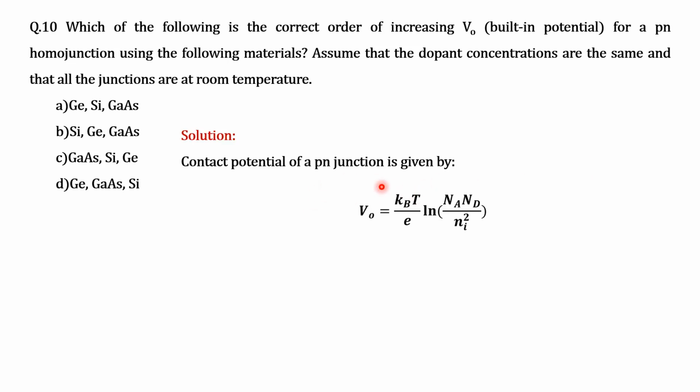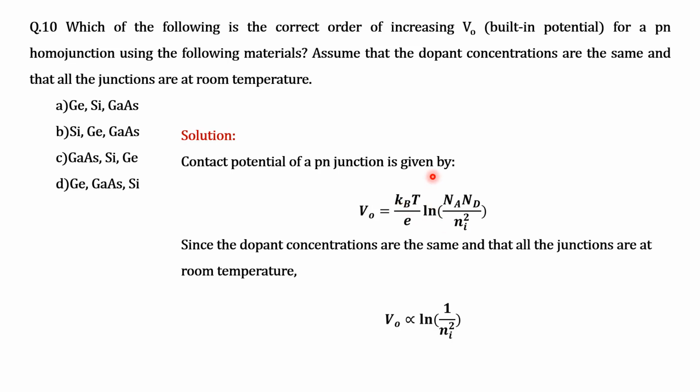We know that the built-in potential or the contact potential is given by V0 = (kBT/e) ln(Na Nd / Ni²). But here they have mentioned the dopant concentrations are same in all cases. Therefore, V0 will be proportional to ln(1/Ni²). Since the dopant concentrations are same and all the junctions are at room temperature, V0 is proportional to ln(1/Ni²). Hence, if Ni² increases, then V0 will decrease.